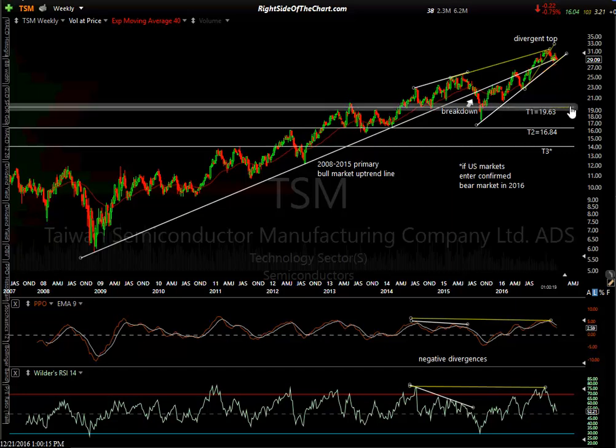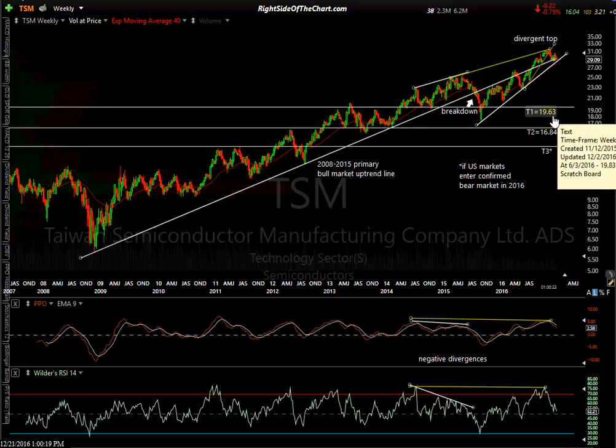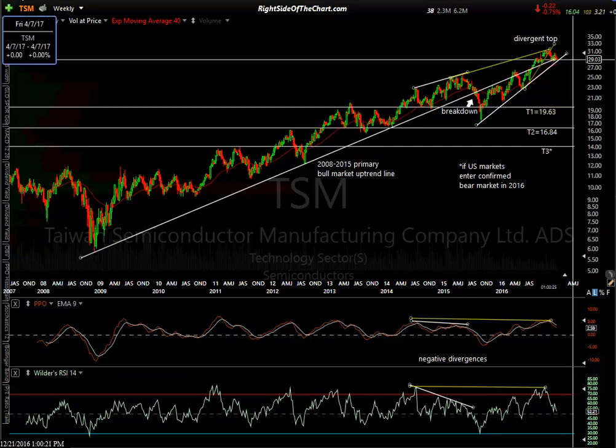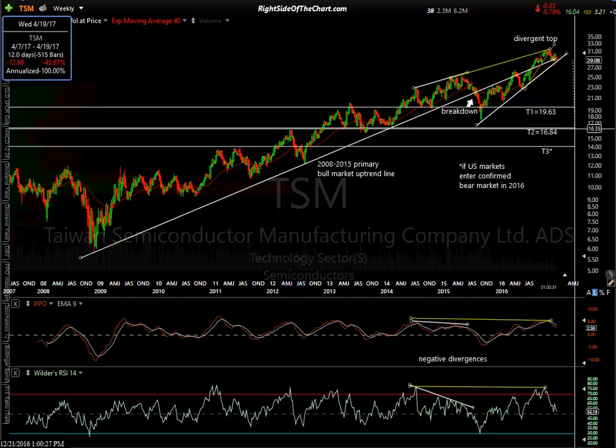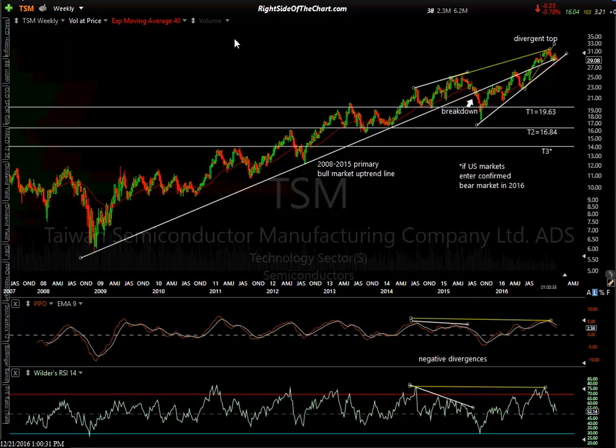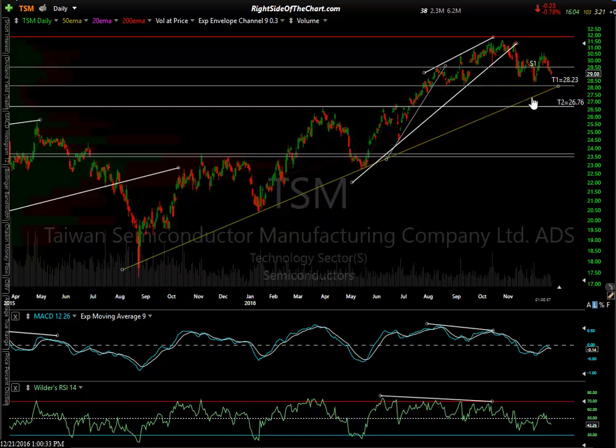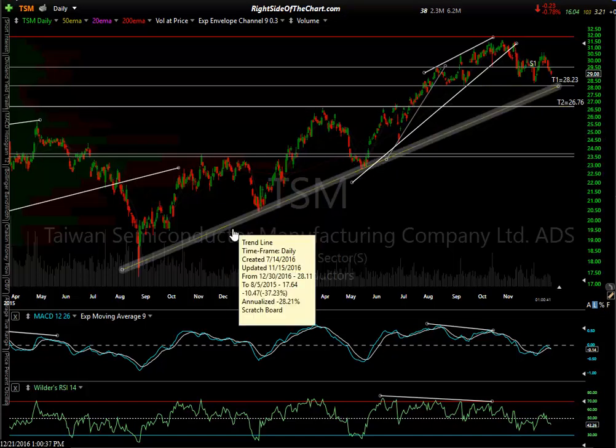That one would probably bring it all the way down here to at least, these are long-term targets, 19.63. And the stock's at around 21 now, so that's good for about a 33% drop. If it goes to that next target, 16.84, that's about a 44% drop. So again, that trend line, and this would be that uptrend line that we're looking at on the weekly chart, here on the daily basis.